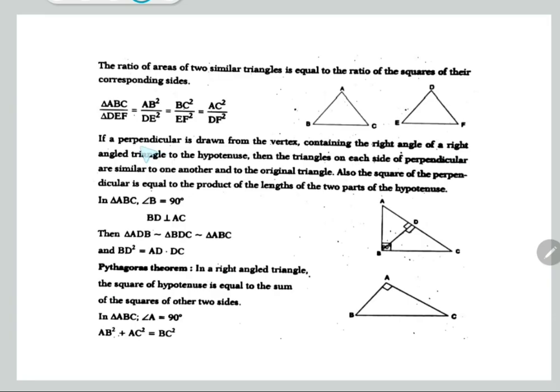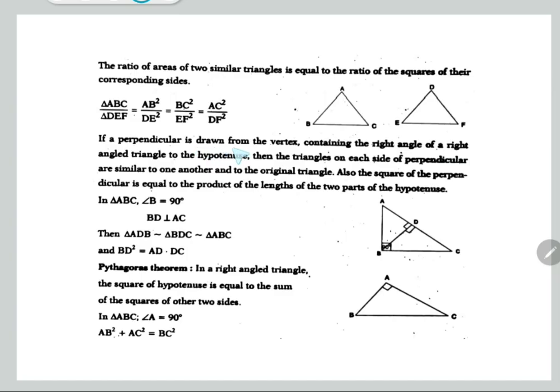If a perpendicular is drawn from the vertex containing the right angle of a right angled triangle to the hypotenuse, then the triangles on each side of the perpendicular are similar to one another and to the original triangle. Also, the square of the perpendicular is equal to the product of the lengths of the two parts of the hypotenuse.